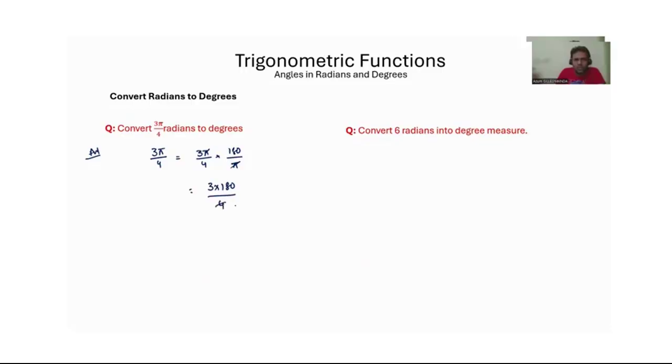180 divided by 4 is 45, and 45 into 3 is 135. Got it, guys? So 3 pi by 4 radians equals 135 degrees. Hope you are following, right?